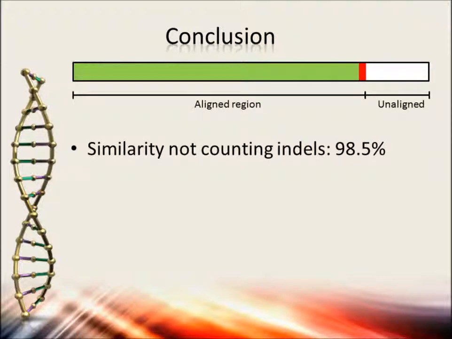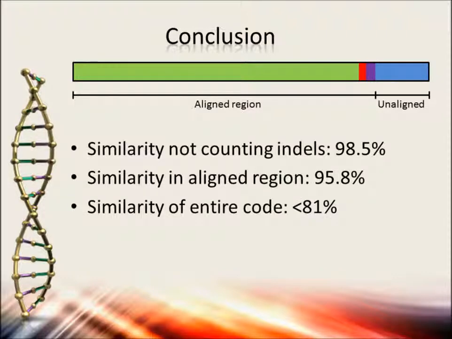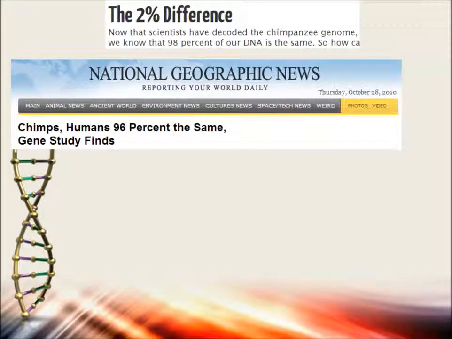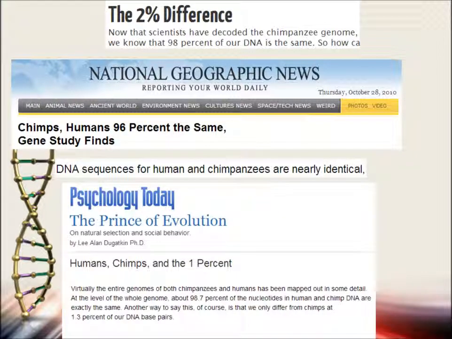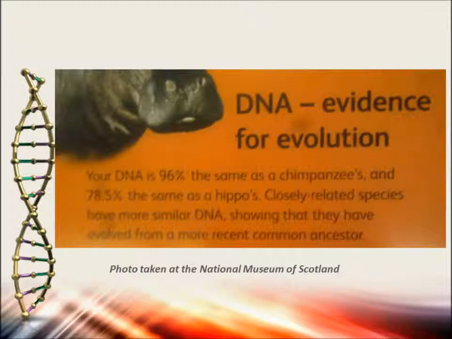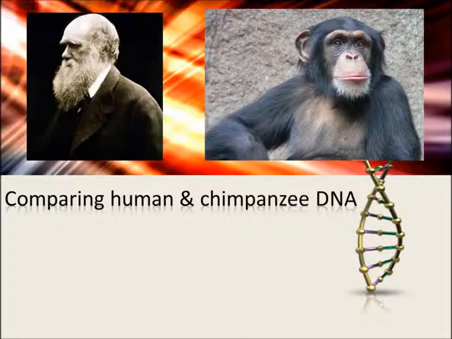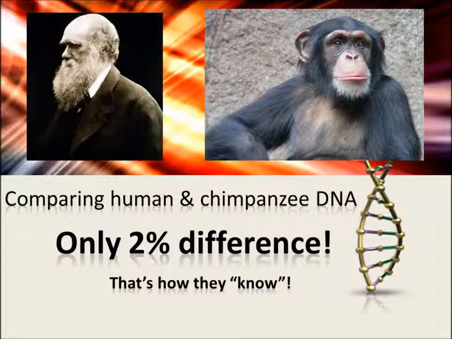Conclusion. Excluding indels, the similarity is about 98.5%. Excluding unalignable data, the similarity is about 95.8%. In reality, the similarity is less than 81%. So the next time you see claims that we have 99 or 96% DNA similarity, even told by very reliable sources like National Geographic or in your local museum, you know what it means. Comparing human and chimpanzee DNA, only 2% difference? That's how they know. Thank you for watching.